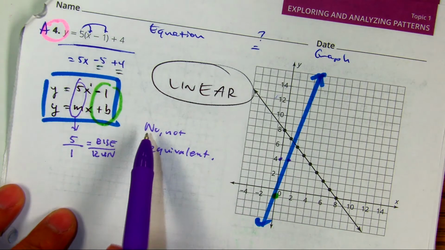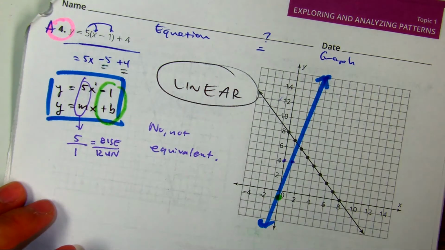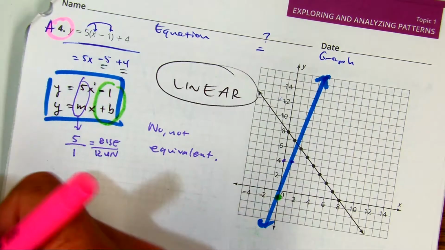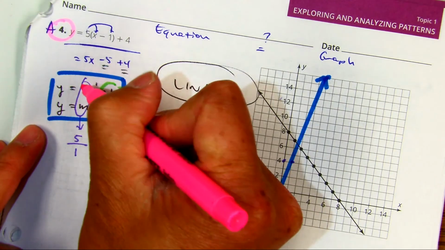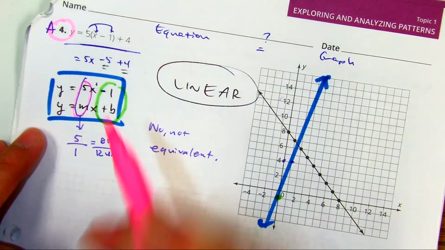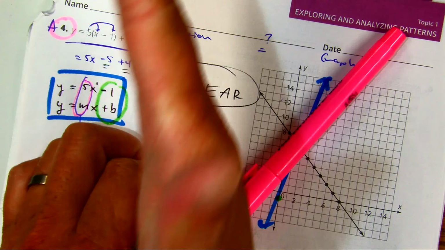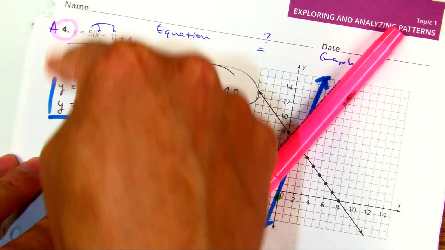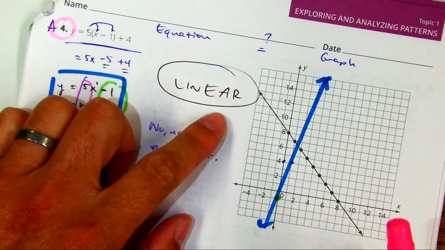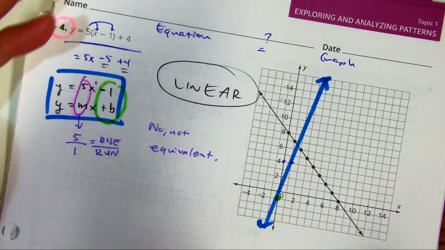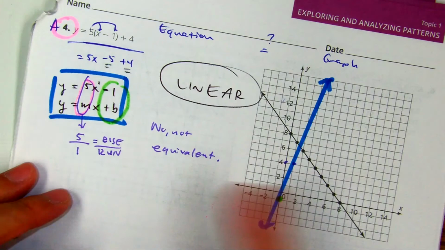Now, the easiest way you could have determined this, you didn't have to do all that work. You could have just recognized my slope here, is it positive or negative? It's positive. When you read from left to right, your graphs, you read left to right. So this here is positive, but this one is negative, right? It's going down from left to right. So if you have a positive slope and a negative slope, they're not the same. That's why it's not equivalent.